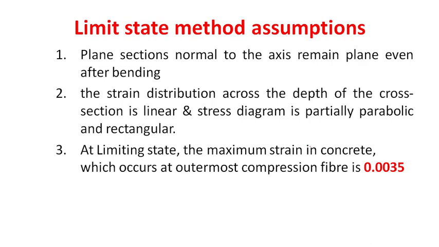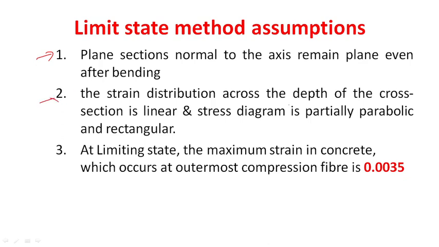Okay. Now, what are the limit state method assumptions? We will discuss the limit state method assumptions in this class. First one: plane sections normal to the axis remain plane even after bending. Right? You have understood. If you take any pen or any book and twist it, the total surface area will change, but the front area or the face of that structure will not change. Okay, that should be the first point here.